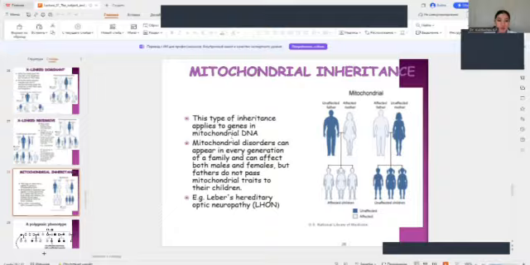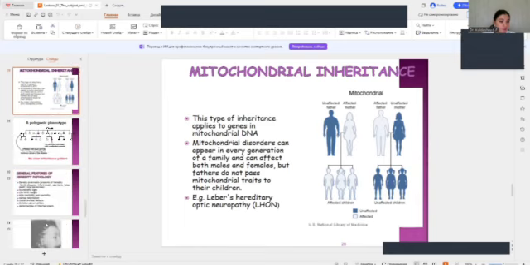Last type of inheritance is mitochondrial inheritance. This type of inheritance applies to genes in mitochondrial DNA. Mitochondrial disorders can appear in every generation of a family and can affect both males and females, but fathers do not pass mitochondrial traits to their children. Example would be Leber's hereditary optic neuropathy.